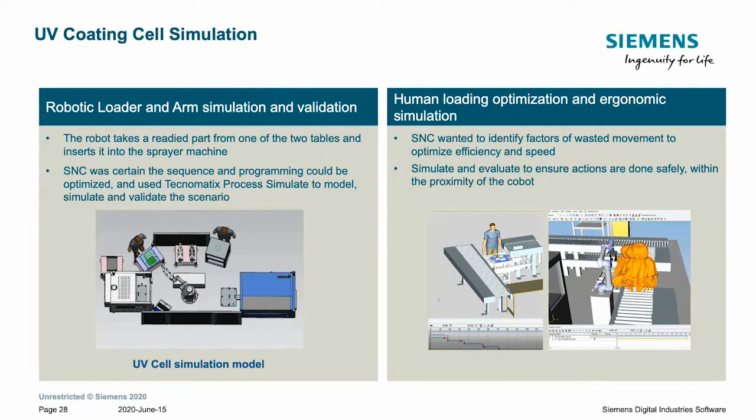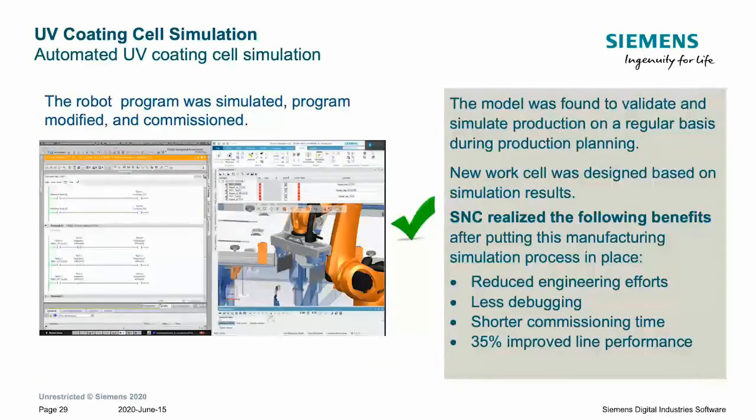The human movement modeling was also important, as there may be factors of wasted movement, and we want to optimize for efficiency and speed while ensuring the actions are done safely within the proximity of the moving arm in this case. When we simulated the various combinations of movements and programs, the ideal program was then pushed into the robot software directly using our simulation software. And the new sequencing and human movement scenarios were implemented, including having to place and even replace some of the placement kits and their locations in order to optimize the overall throughput of this cell.